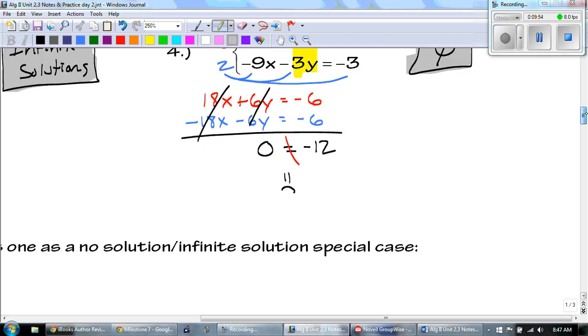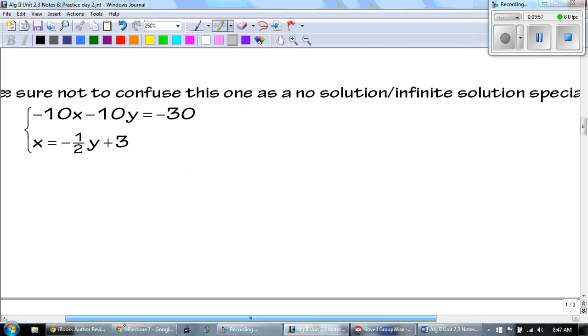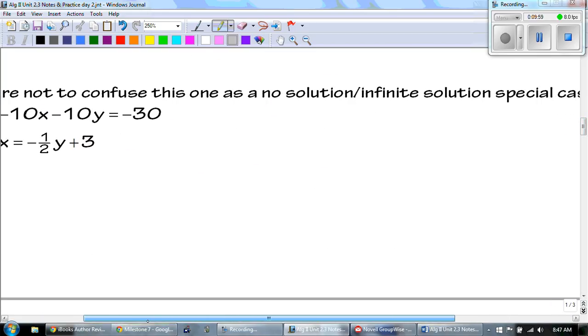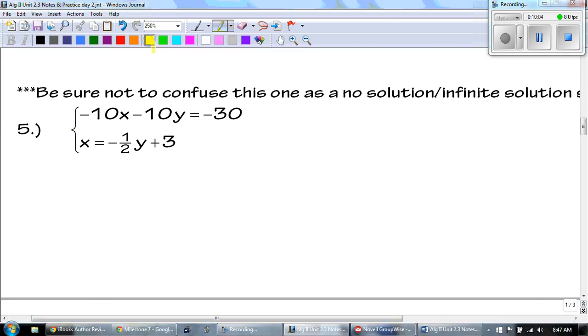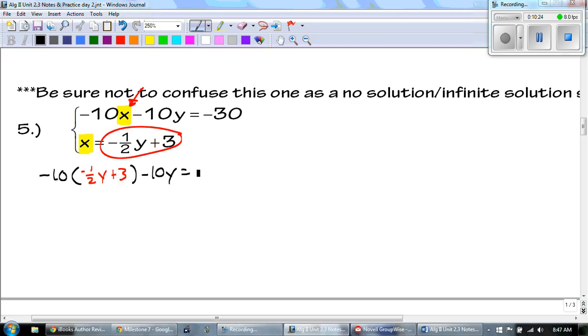Okay. Now, don't confuse this one as no solutions or infinite solutions special case. Let's go through and see what happens. So there's my x. I'm going to plug all of that right in there. So I have negative 10 times negative 1/2 y plus 3, minus 10y equals negative 30. So we have to make sure to distribute.